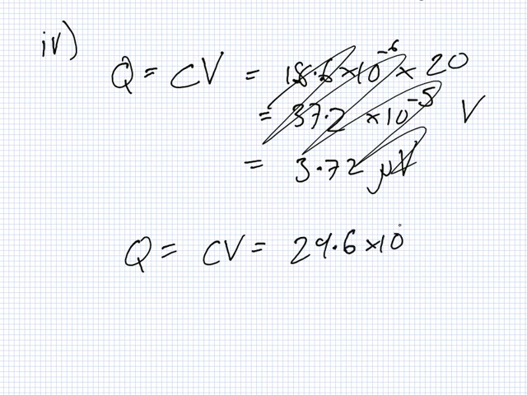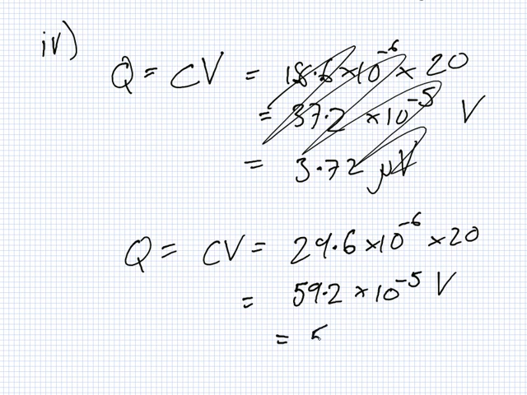29.6 micro times 20. Right, 29.6 times 2 is 59.2 times 10 to the minus 5. Not 5, I keep saying it's not 5, 4. No, but I'm not finished yet. 5.92. You're confusing me. Oh, you're right. So divide by... 592 microcoulombs. I don't understand the part where it says the charging source is removed.